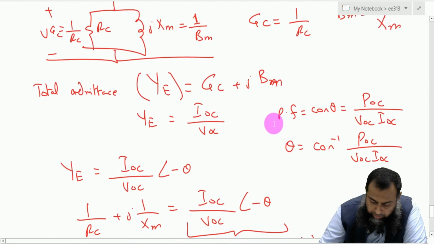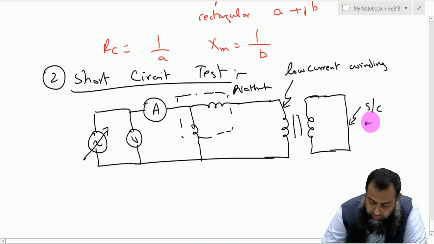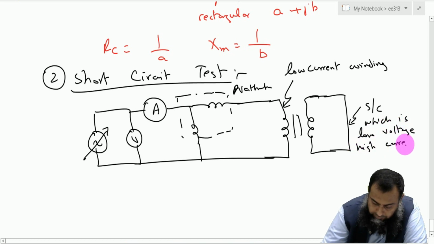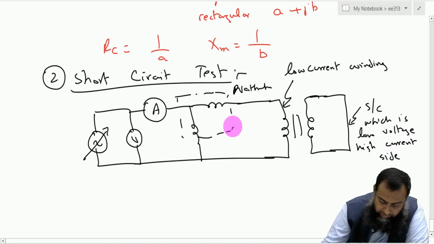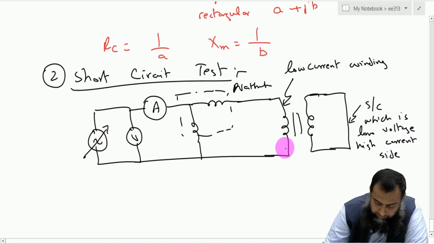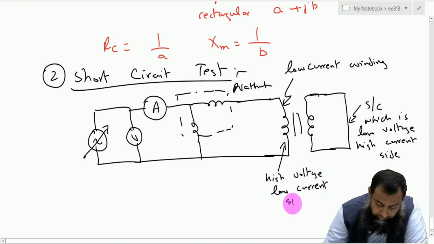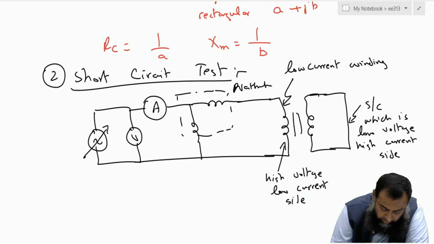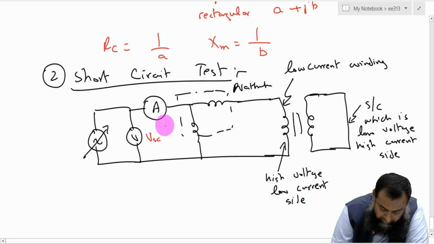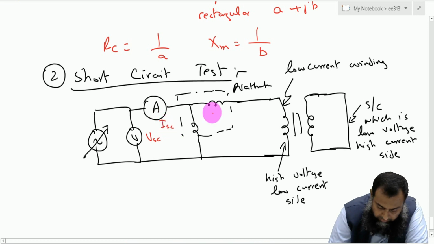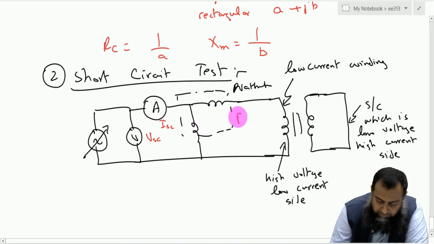So in here we have the secondary, which is the low voltage, high current side, and this side where we perform this test is the high voltage, low current side, because low currents are easy to manage. So now we have this voltage which is equal to VSC, this A is this ISC, and we have this wattmeter which gives us the power, which is PSC here.